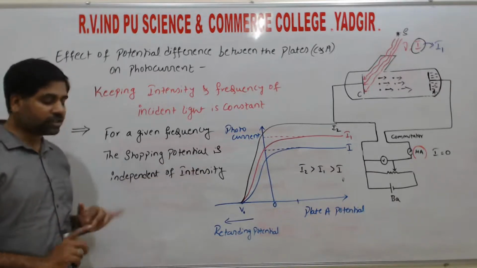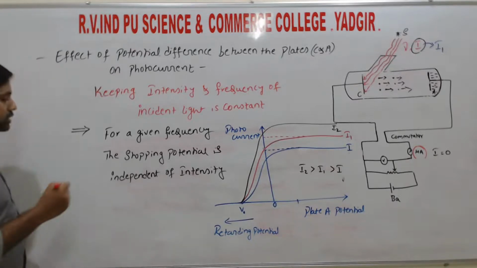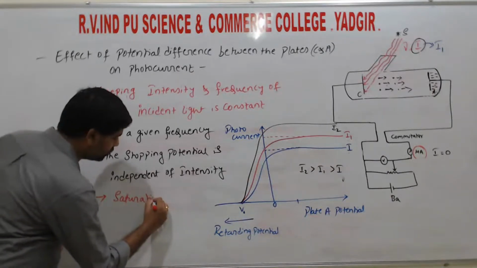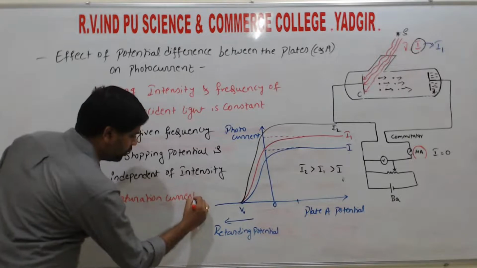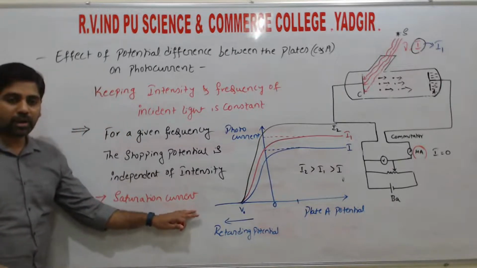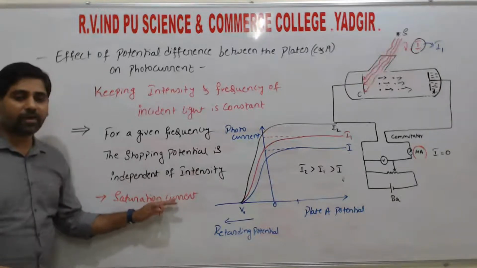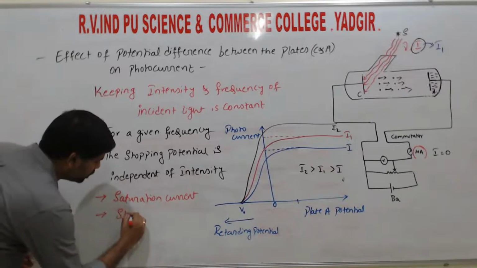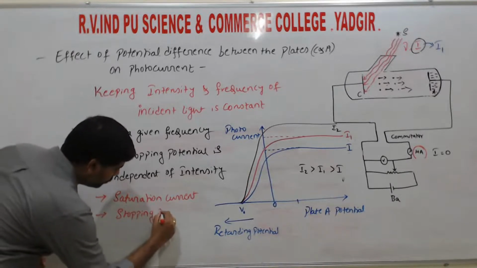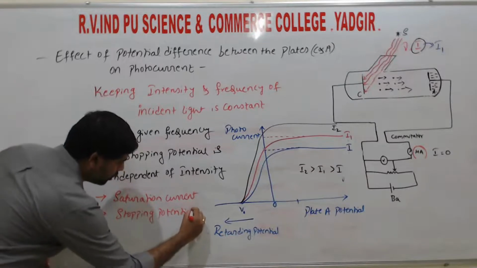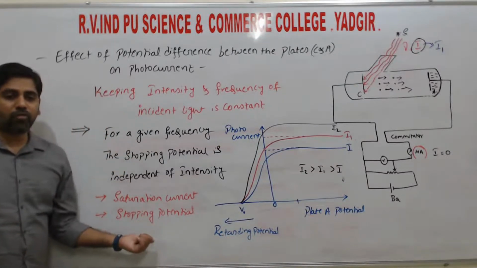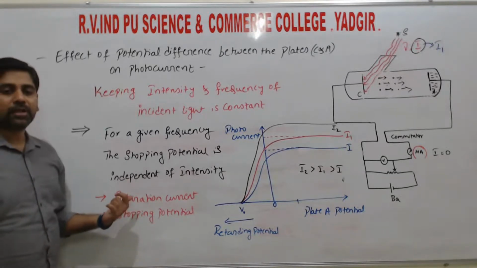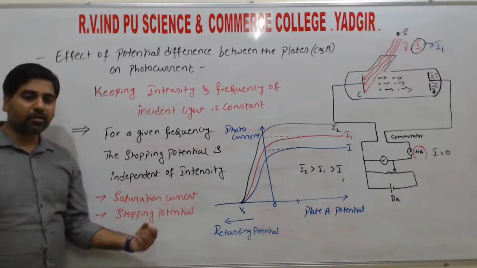So one is saturation current. In this topic the keywords we discussed are, first, saturation current. Saturation current is nothing but the maximum current. When the current is maximum, the number of electrons per second is more. Next, the second one is stopping potential. Stopping potential is when we apply the negative voltage, the flow of current will reduce, and finally for a particular voltage the current becomes 0. That we call the stopping potential.